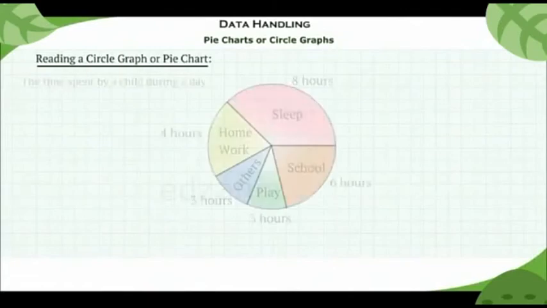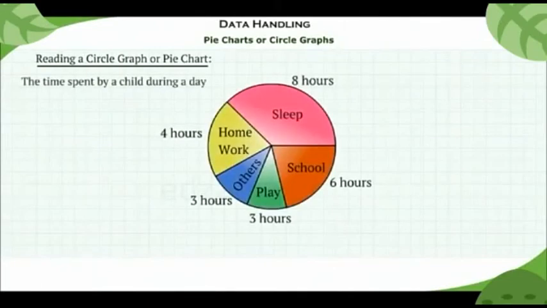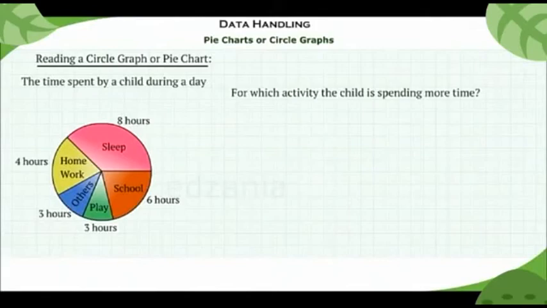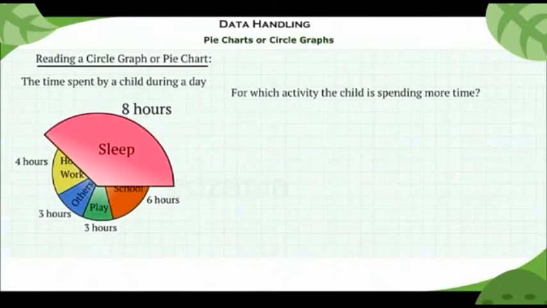You have seen how the given information can be represented in a circle graph or pie chart. Now let us take the same pie chart once again. Looking at this pie chart, can you tell for which activity the child is spending more time? Look at the biggest sector of the circle, which is labeled as sleep. It shows that 1/3 of the day is spent sleeping. So, the child is spending more time sleeping.